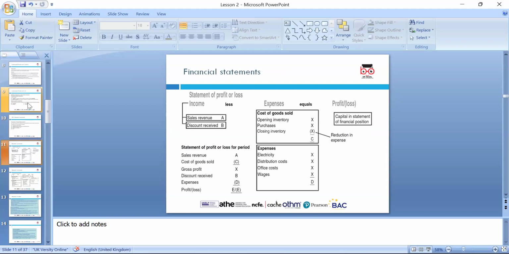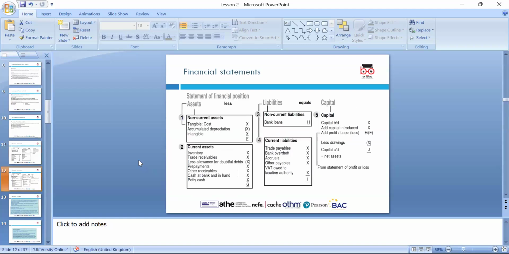If we look under the income statement, we have sales, and then what is your cost of sales? We can say sales revenue minus cost of sales is equal to gross profit. Then discount received is other income. If we have other expenses, overhead expenses, like electricity and distribution, we minus them, like we discussed under costing. Then we can say how much profit the company made during the year.